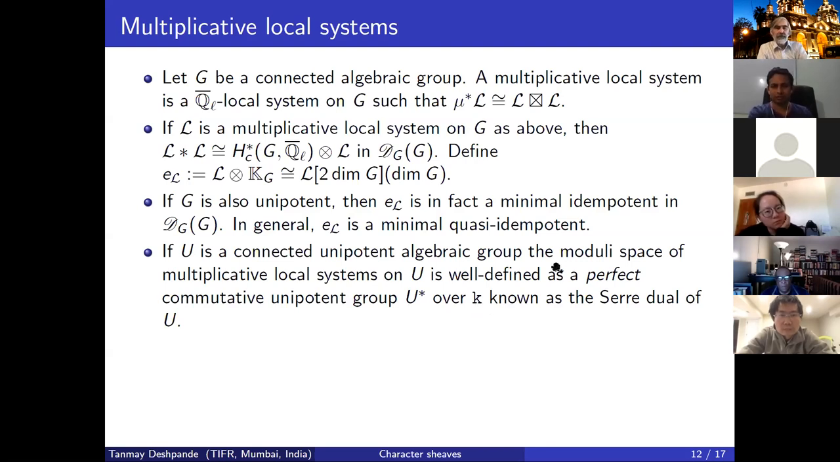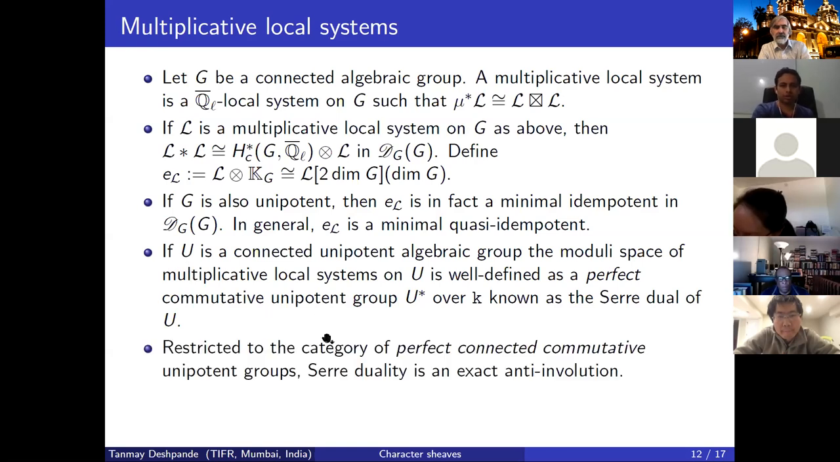And this is the reason that I pass to perfectizations, because this U star is only defined in the world of perfect unipotent groups. So given any connected unipotent group, we have its Serre dual U star, which is a perfect and commutative unipotent group.